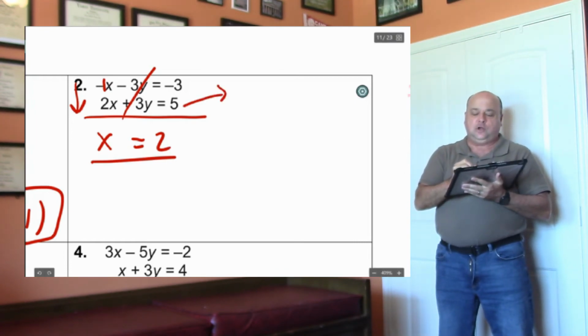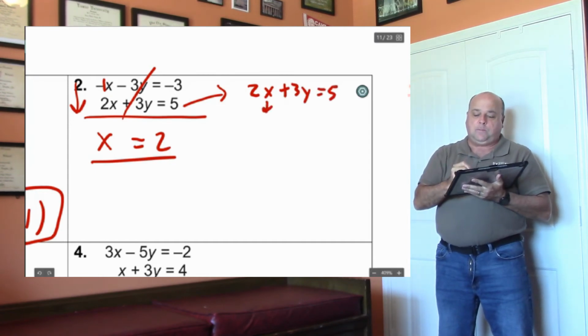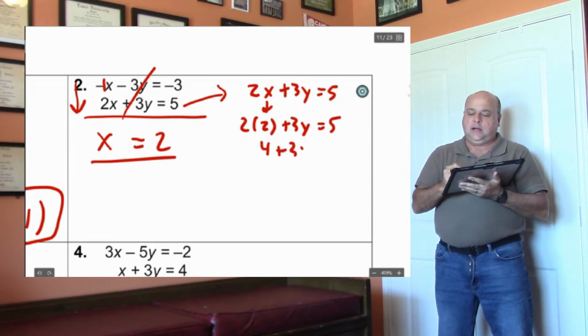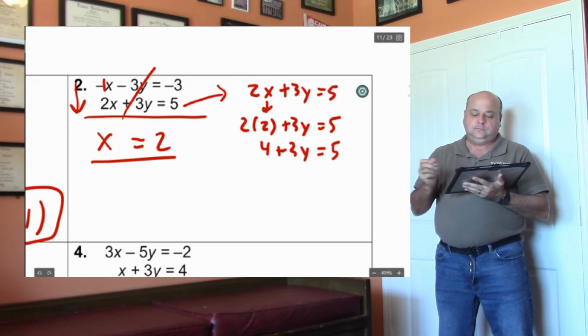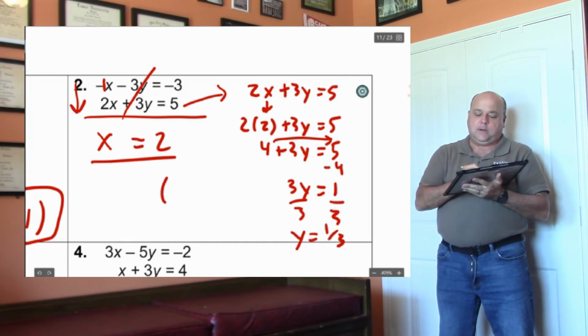Now then, I'm going to use the 2, 3, 5 because there's no negatives. So I'm going to write the 2x plus 3y equal 5. There's no negatives in it, so that's going to be easy. Replace the x with 2, right? 2 times 2 is 4, and this is going to be a fraction. Okay, did I do that right? Yep. Okay, move the 4 over, and I'm going to get 3y equals 1, divide by 3. So y is going to end up being 1/3. So my ordered pair would be 2 comma 1/3.